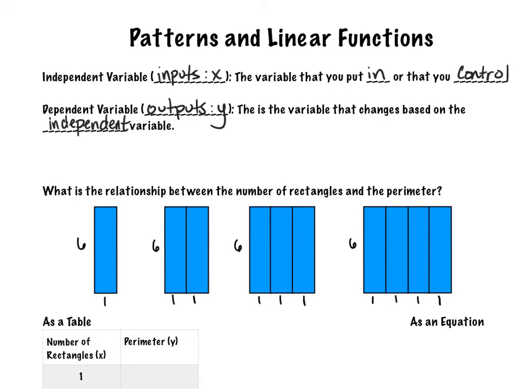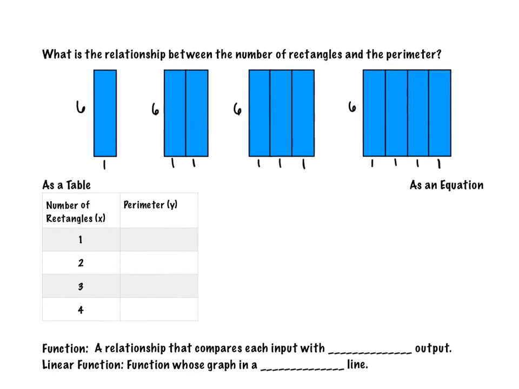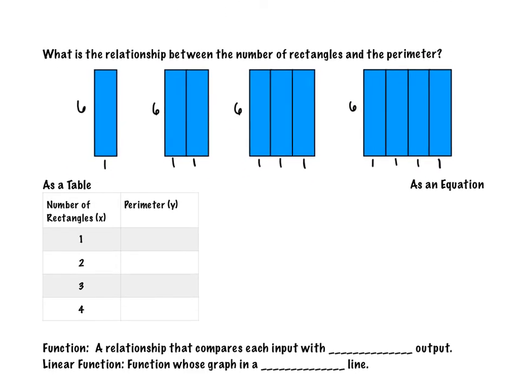So we're going to look at this relationship here between the number of rectangles and the perimeter of those rectangles. Okay? Can anybody remind me what perimeter is again? What do you mean by the outside, Gavin? Like all the space around it? All the distance around the outside.